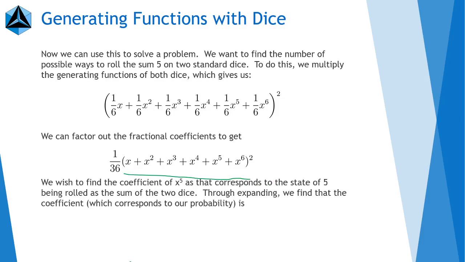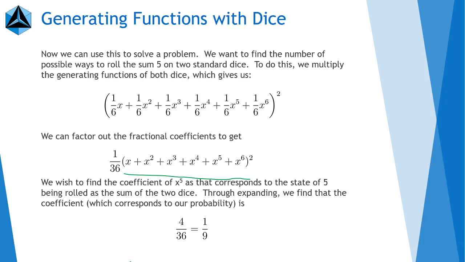So moving on. We wish to find the coefficient of x to the fifth, as that corresponds to the state of 5 being rolled as the sum of the two dice. Through expanding, we find that the coefficient, which corresponds to our probability, is 4 over 36 equals 1/9. If you expand this polynomial, you will get that the coefficient of x to the fifth is 4 over 36.